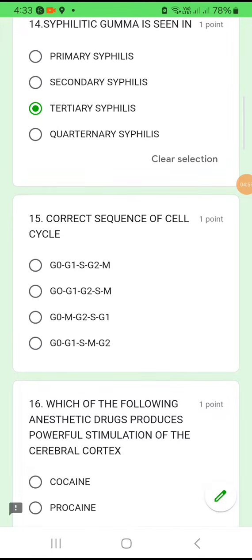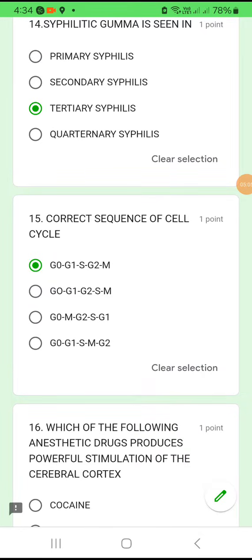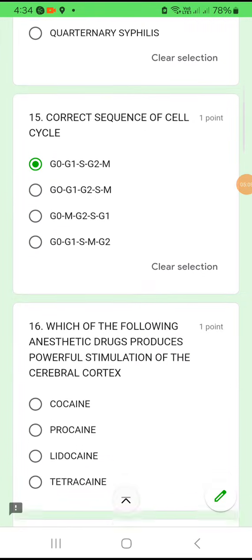Correct sequence of cell cycle. So it is a by heart for everyone. G0, G1, S, G2, M. So option A is the right answer. G0, G1, S, G2 and M is the sequence of cell cycle.